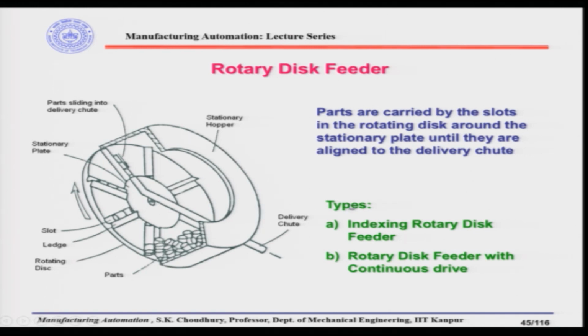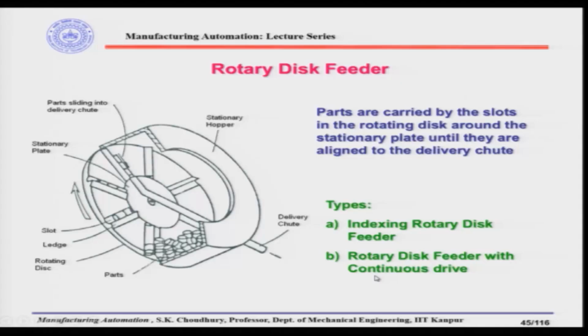Okay. So, there are two types of rotary disc feeder. One is the indexing type. The indexing type is when it goes from one position to another, it will stop, dwell for some time, so that the parts can move down the track, down the slot. And there is another design, which is called the rotary disc feeder with continuous drive. In that case, it will be continuously driven, and the part will be a disc type, and only one part will be taken, and that part will fall down when the ledge is aligned to the delivery chute. So, there will be no stopover, no dwelling time.